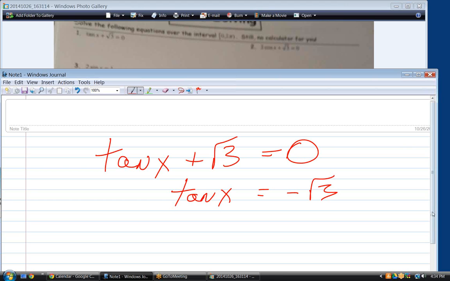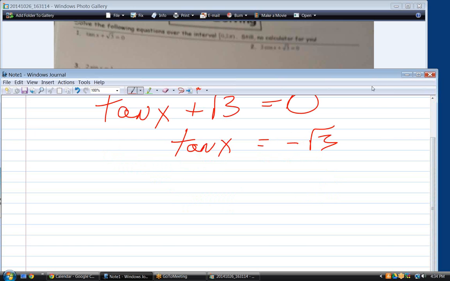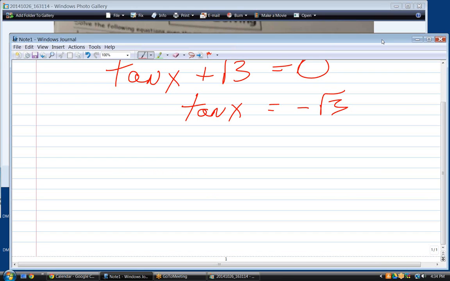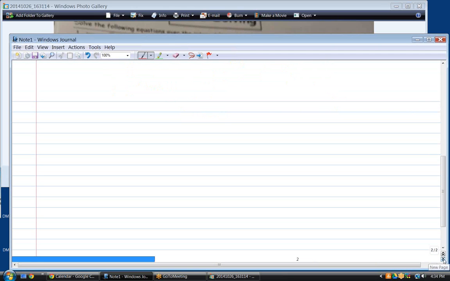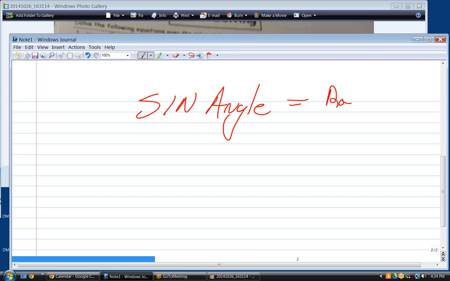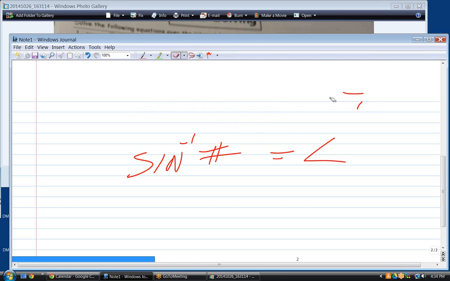I don't think you and I have talked much about inverse trig functions. Let's look at a basic one. When I take the sine of an angle, I get a ratio, a number. When I take the inverse sine of a number, I get the angle. So, that's an important distinction.